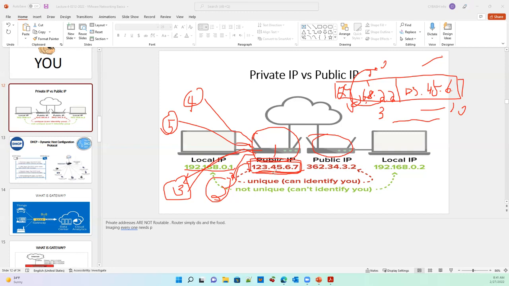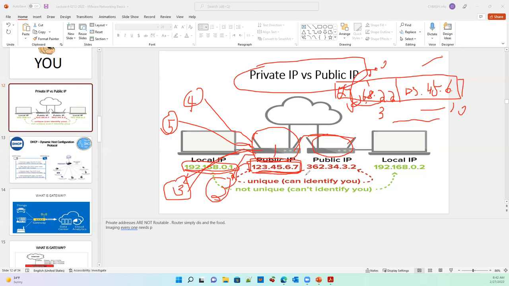So your gateway is your connection to the world, and you can have as many private IP addresses as you like. So this is the difference between public and private. You cannot have 192.168 here to talk to this router. If you don't have a public IP address, you will never get to the internet. Somebody has to give you a public IP address that is legitimate.